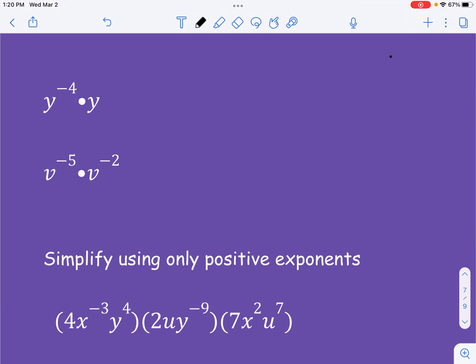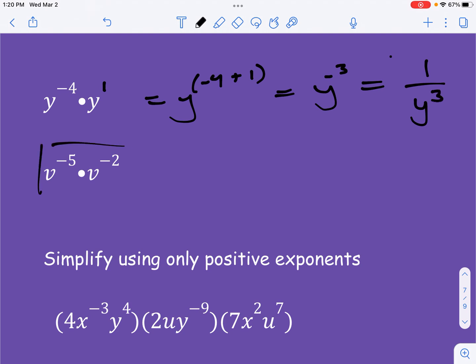All right, let's look at this one right here, okay? y to the negative fourth times y to the 1, right? We'll just put that there to remind ourselves of what it is. So that's going to be y to the negative 4 plus 1, which is y to the negative third. And then we would rewrite that by moving that down into the denominator, and then the 3 becomes positive.